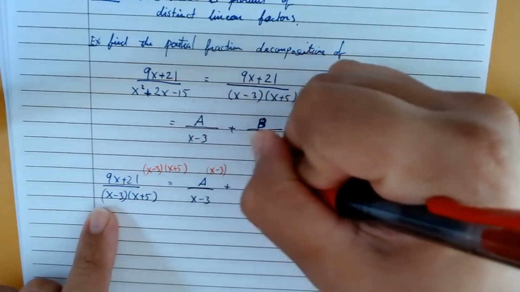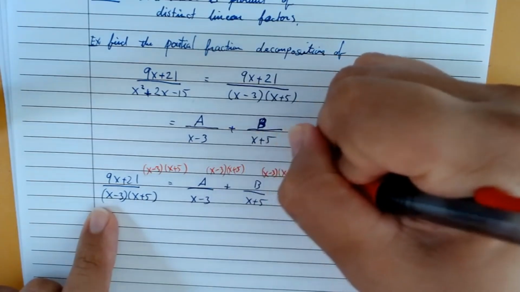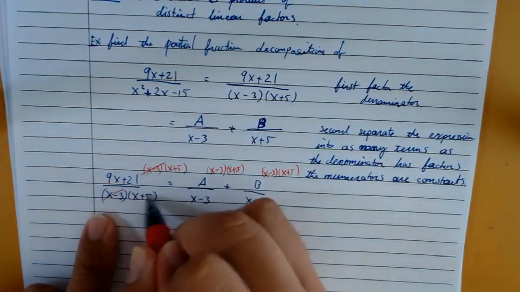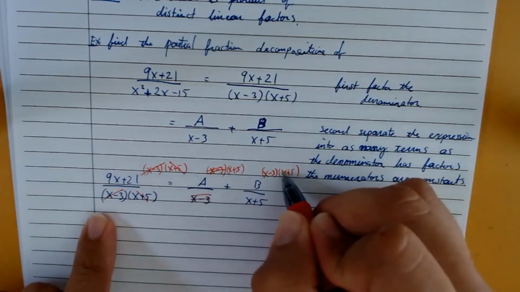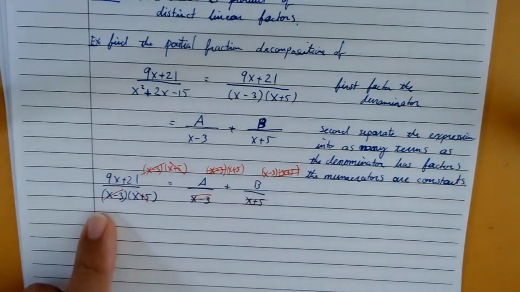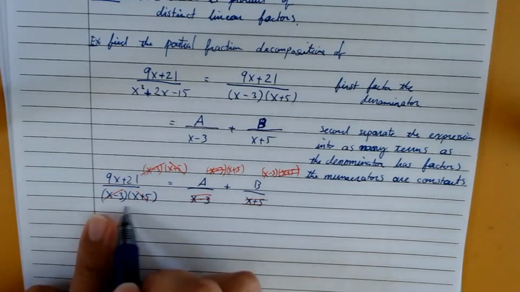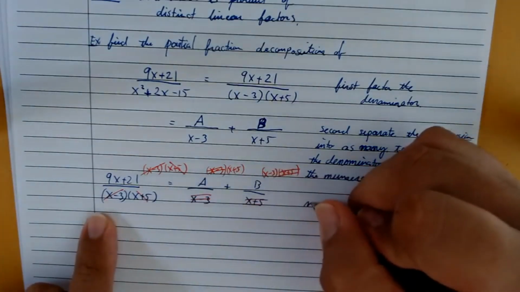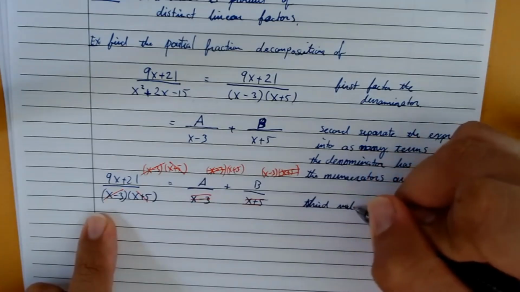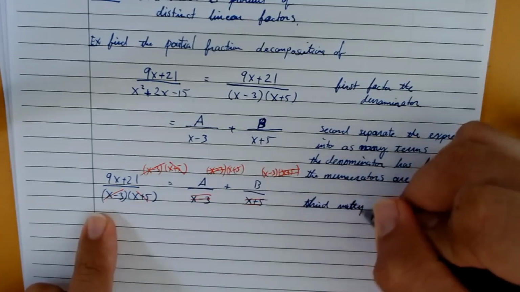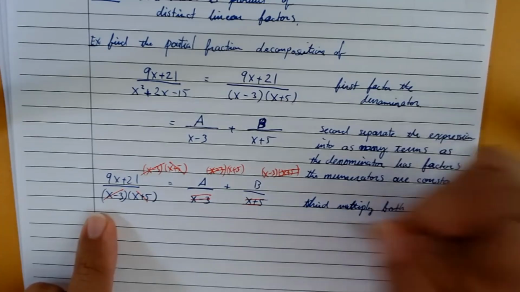x minus 3 and x plus 5. And over here, x minus 3 and x plus 5. So here, these divide away, and so do these. Here, this one divides with this one, and on this expression, this one divides with this one. So our third step is to simply multiply both sides by the common denominator, which is always going to be the big one. Third, multiply both sides by the common denominator.